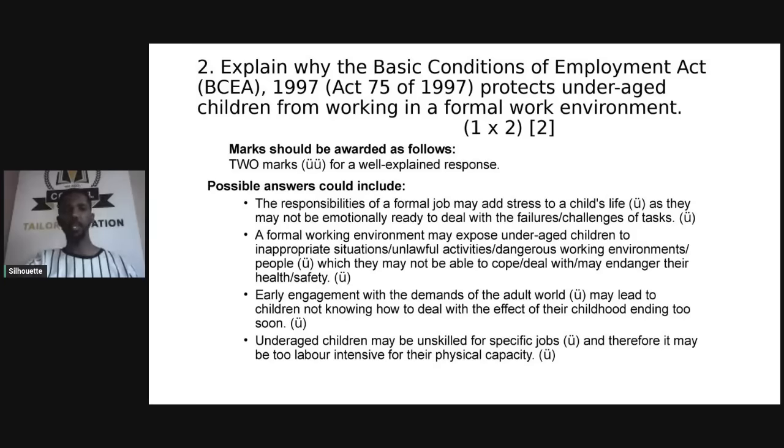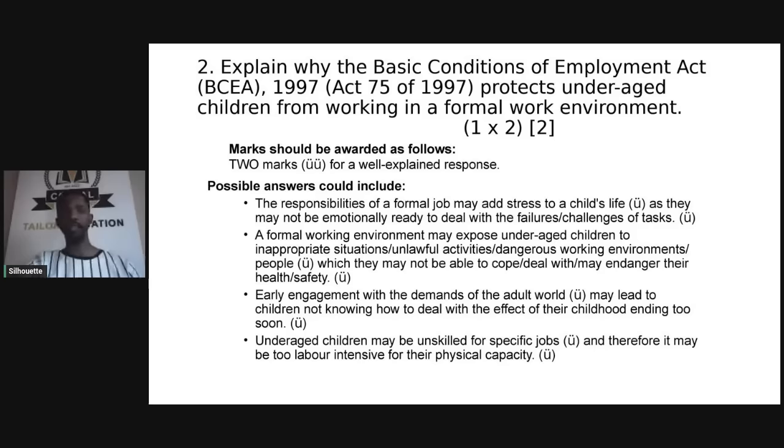when we're explaining, the responsibility of a formal job may add stress to a child's life. That is why they need to be protected, because they may not be emotionally ready to deal with failures and challenges of tasks in the workplace. Now you have qualified it. And then alternatively, a formal working environment may expose underage children to inappropriate situations, unlawful activities, dangerous working environments, as well as people. That is a statement, fact, or opinion. And then now you qualify it: they may not be able to cope or deal with it, and it may endanger their health or their safety. That is the qualification.